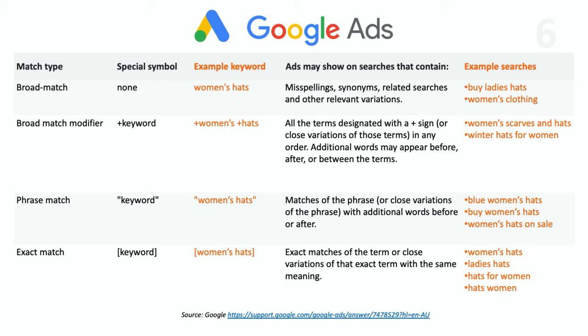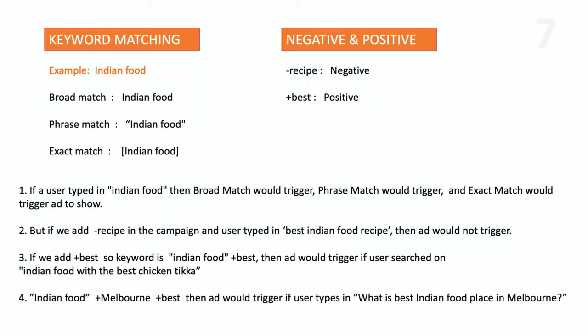I don't particularly like Google's example because it is skewed for them to make more money. So this is my example, and I'll demonstrate on screen in a second. This particular one, Indian food, right? So if you're a business and you're a restaurant and you're selling Indian food, you would probably think that you would want to trigger an ad for Indian food.